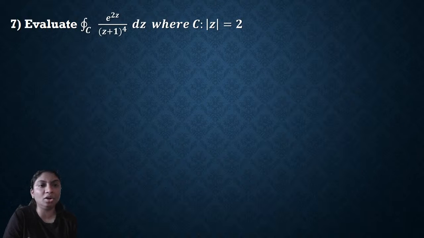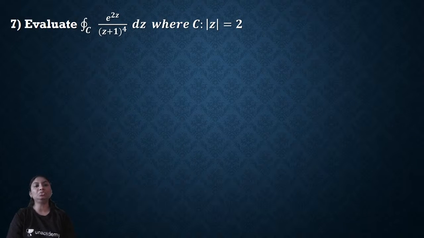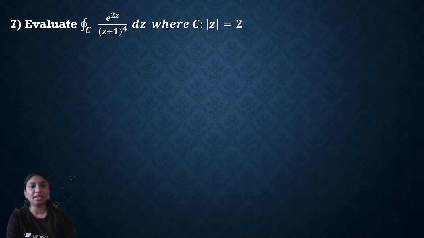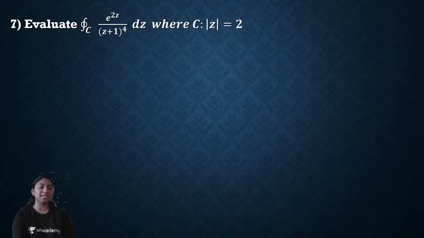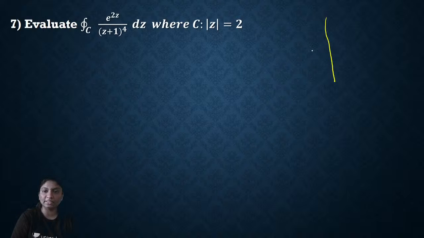Evaluate the integral over C of e raised to 2z upon (z plus 1) bracket raised to 4, where C is the contour mod z is equal to 2. That means this curve C, what is it? C is the curve which is a circle with center at 0, 0 and radius 2. This is a circle with center at 0, 0.